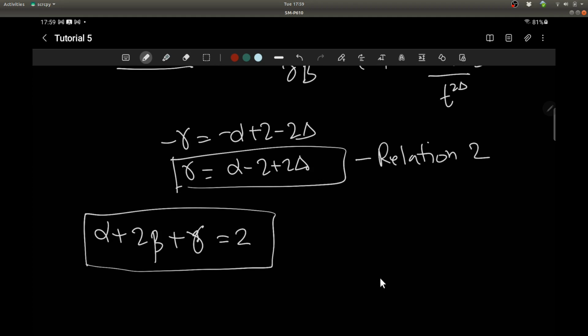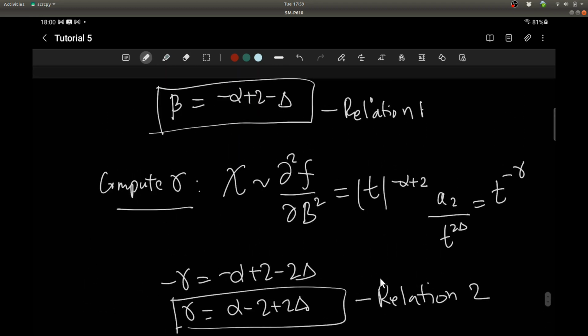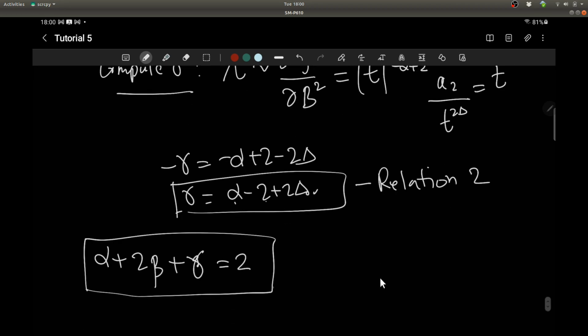Okay, is this clear? You just have to look at these two things. So you multiply this by 2 and add. You can see minus 2 delta and 2 delta will cancel. Then 4 minus 2 will become 2, and minus 2 alpha plus alpha will become minus alpha, which you bring to the other side and you get this. So what we thought were three independent exponents are actually related.